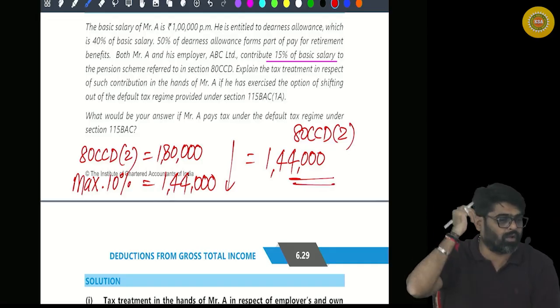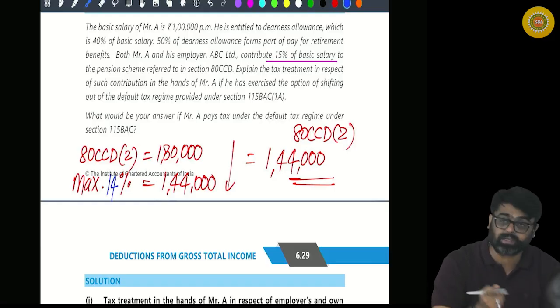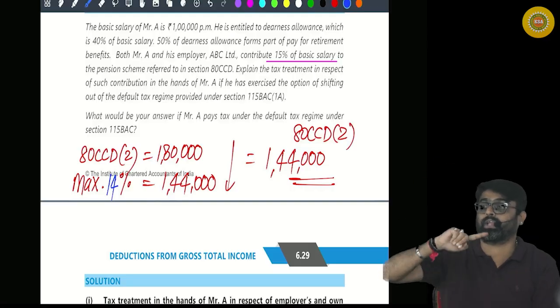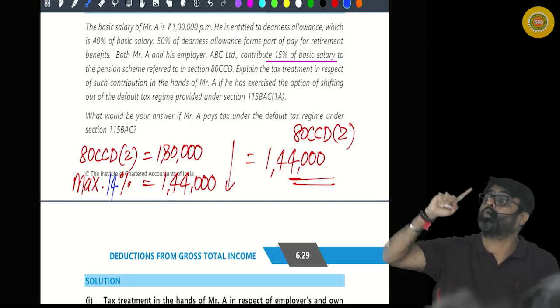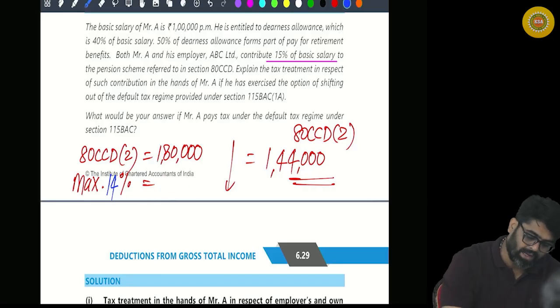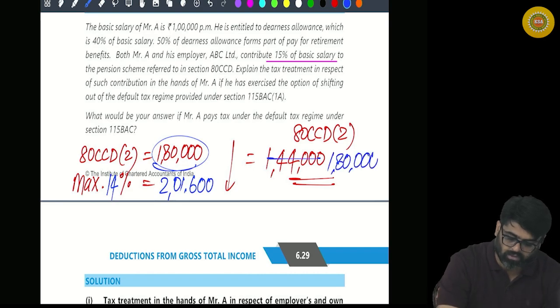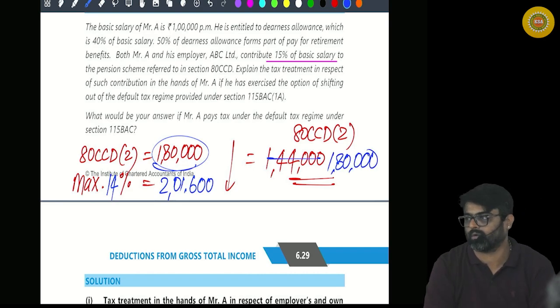But what if you follow 115 BAC? Then this limit of 10% will change to 14%. 14% of your salary, 14% of 14 lakh 40,000 will be 2 lakh 1,000. In that case, 1 lakh 80 will be allowed fully. Yes or no?